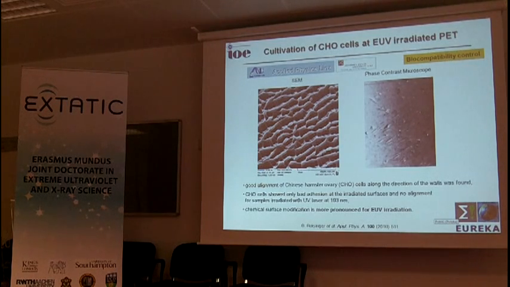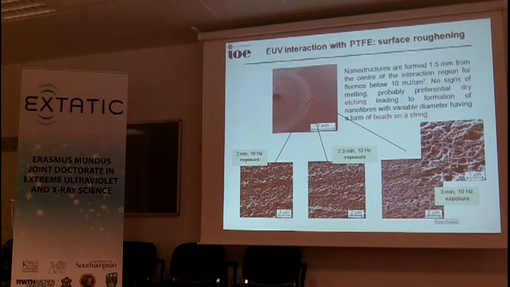And what is important for me is that after a very short study, she discovered that chemical surface modification is more pronounced for EUV radiation than for laser irradiation. So this is important: the group which was using lasers and different methods for many years, after a very short experiment, found that EUV is more pronounced. Okay? So these are very promising results.